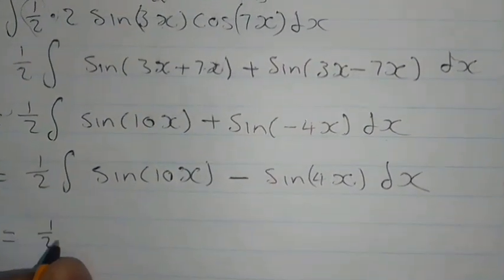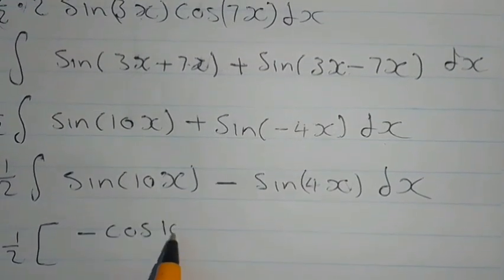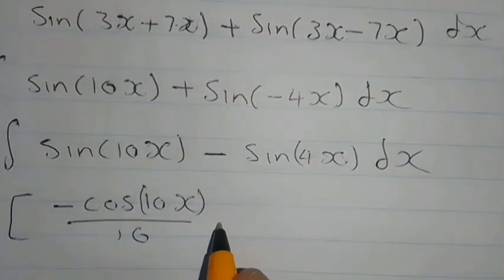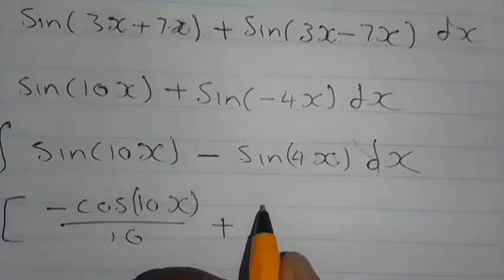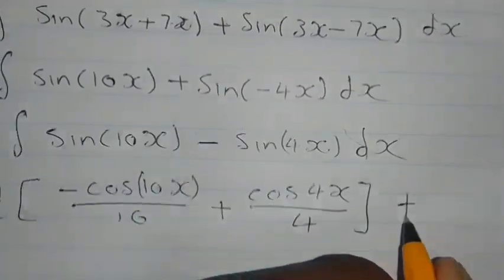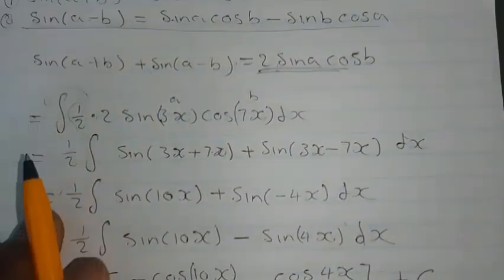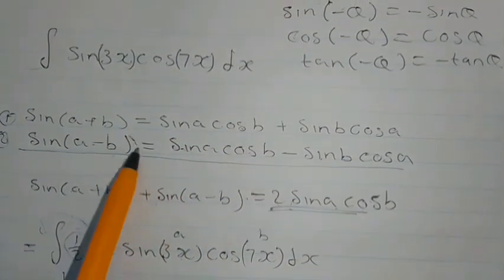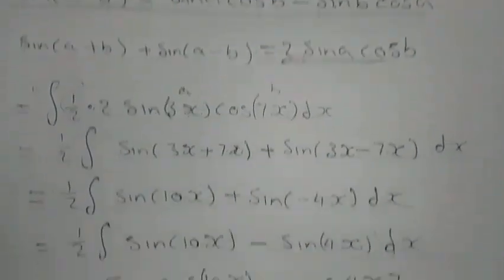Then we have the half outside. What's the integral of sine 10x? It's going to be negative cos 10x divided by 10. And what's the integral of negative sine 4x? That's going to be positive cos 4x divided by 4. Then you add a constant outside. So that's how you can integrate this one. It's just to memorize these two formulae, add the two of them, and then match that with the integral that you're provided.